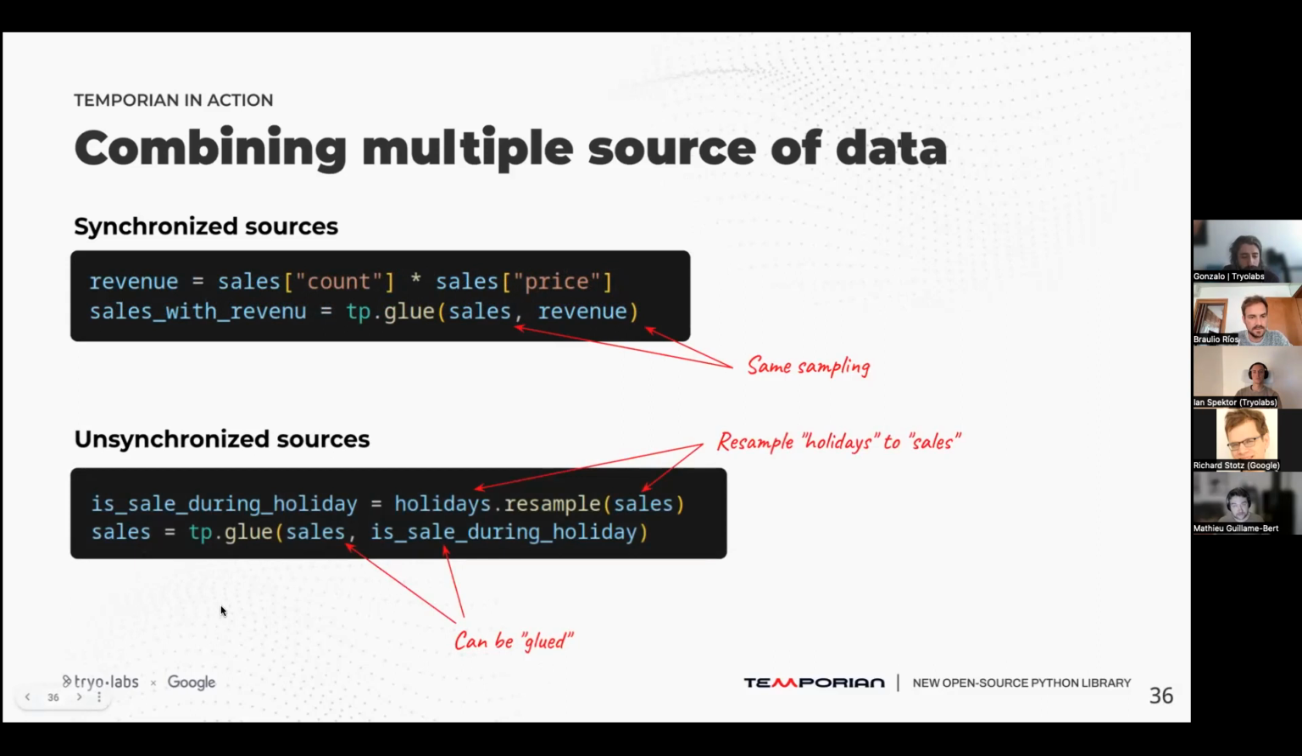But what if the data is not synchronized? In this example, we can use the resample operator. Here we have a holiday event set that tells us about the start and end of holidays. And we want to know for each individual sale whether or not the sale is during a holiday. So what do we do? We apply the resample operator on the holiday event set based on the sales event set. And then we glue the results together. And we've got an aggregation between two unsynchronized sources. All right, next slide.